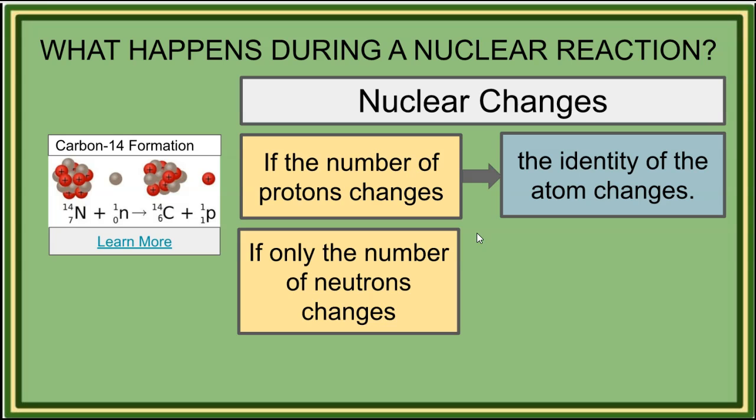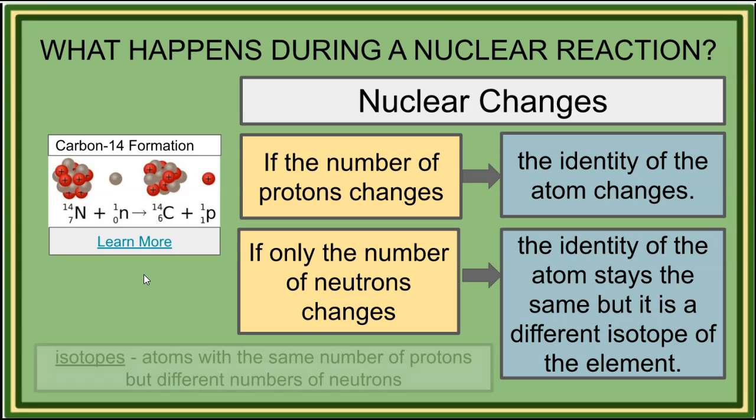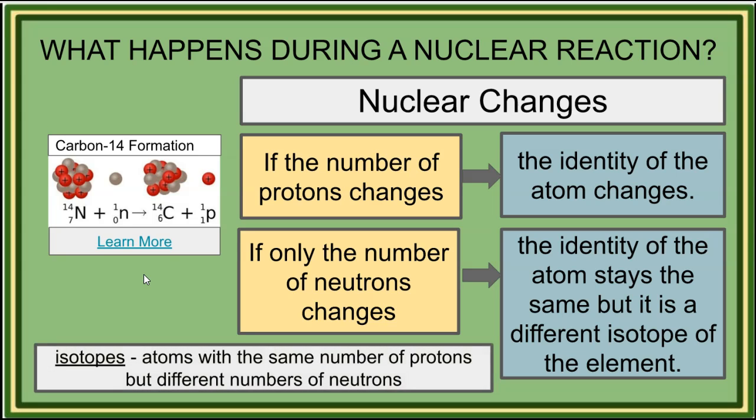If only the number of neutrons changes, then the identity of the atom stays the same, but it's a different isotope of the element. That means it'll have a different mass than the original element before the reaction. You can open the slides at the end and click Learn More to find out more about this reaction. Remember that an isotope is an atom with the same number of protons but different numbers of neutrons.